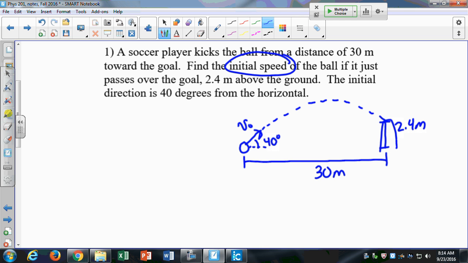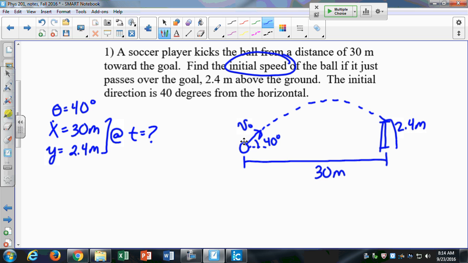Alright? So what I'm going to do is write over to the side everything that I know about this situation. I know the angle, theta equals 40. I know the x displacement is 30 meters. And I know the y displacement is 2.4 meters. Both of these at some time, I'll just call it t. But I don't know what that t is.